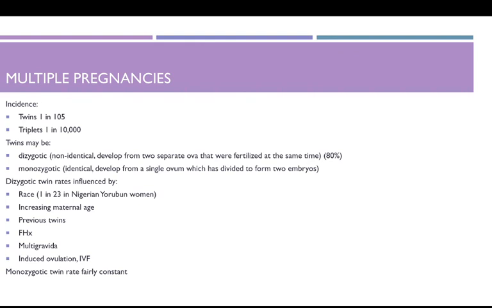Okay. So the monozygotic twin rate is fairly constant. However, dizygotic twin rates are influenced by race. So, for instance, in Nigerian Yoruban women, the rate of dizygotic twins is like 1 in 23, which is very high. Other factors include increasing maternal age, previous twins, so if twins run in your family, you're more likely to have twins, multigravida, and also induced ovulation, so IVF as well.